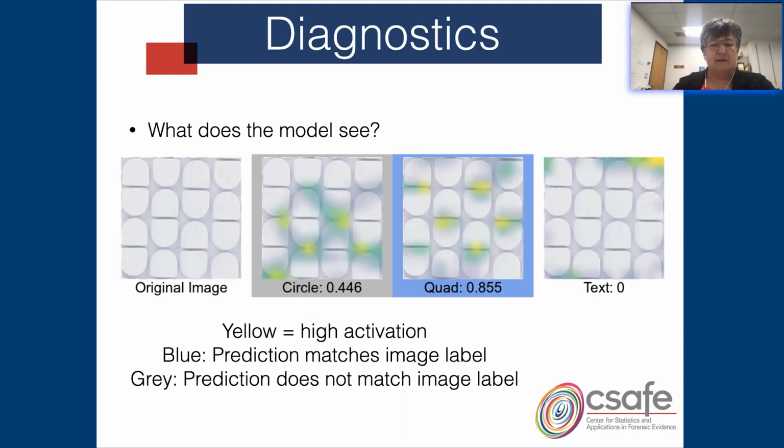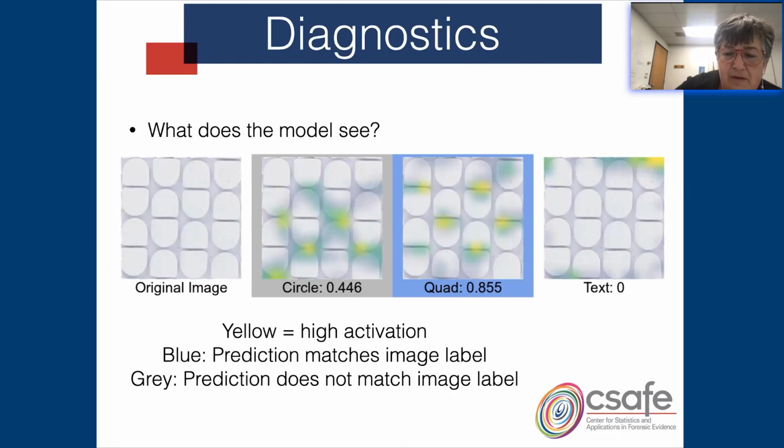So the model sees the original image, and for a circle, you can see that the round shapes are activated. The model sees a circle when we have these half circles. So the model is right. The model reacts to some circle shape, some round shape in its activation.